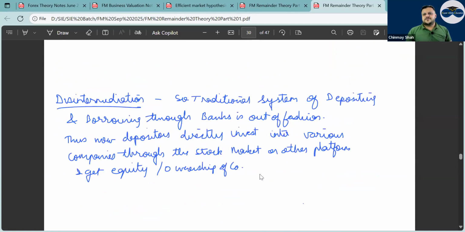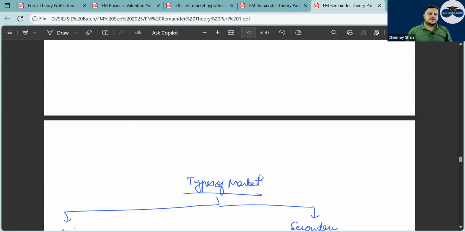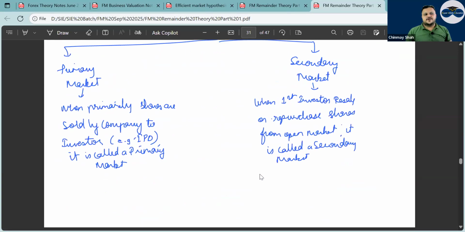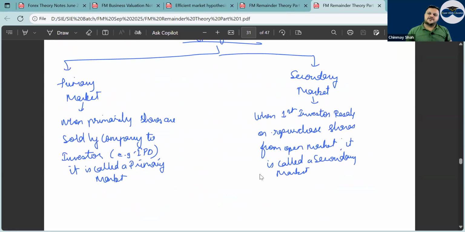Disintermediation, so traditional system. Disintermediation is where banking goes out of the picture and people can directly invest into the market through a stock market or there are other platforms. There are 2 types of market: primary market, where primarily shares are sold by the company for the first time, right? And then there is a secondary market. Secondary market is where selling and reselling of shares happen, correct or not?